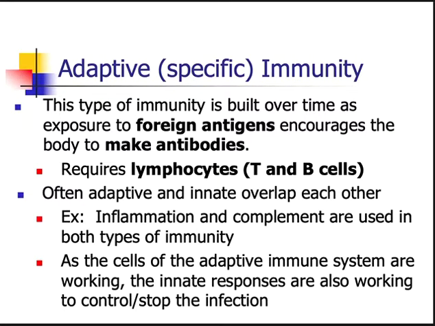Okay. So often adaptive and innate immunities overlap, right? They work together. So inflammation and the complement system are used in both types of immunity, right? As the cells of the adaptive immune system are working, the innate responses are also working to control and stop the infection.